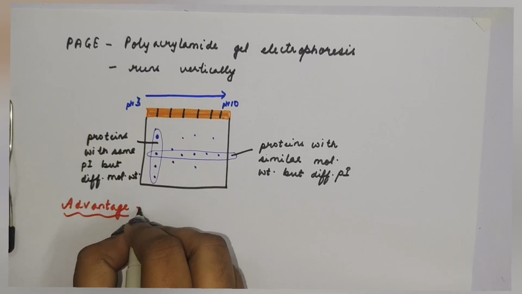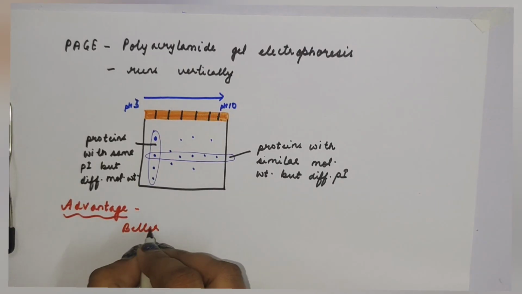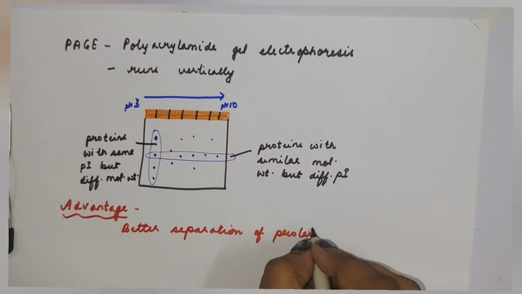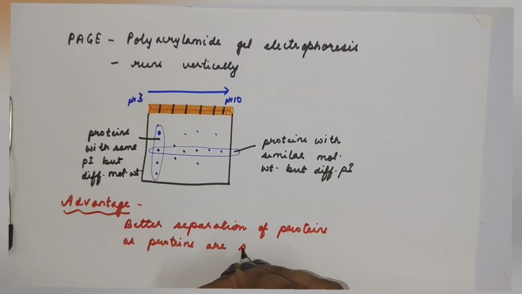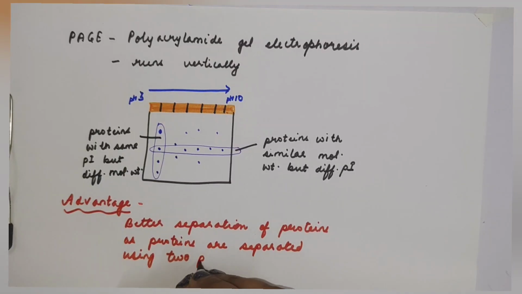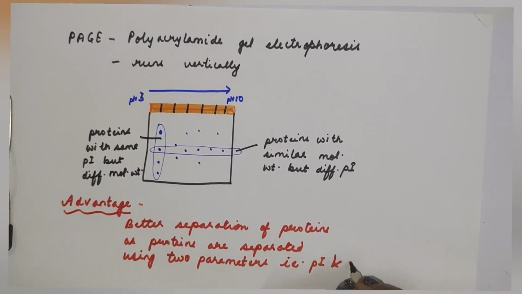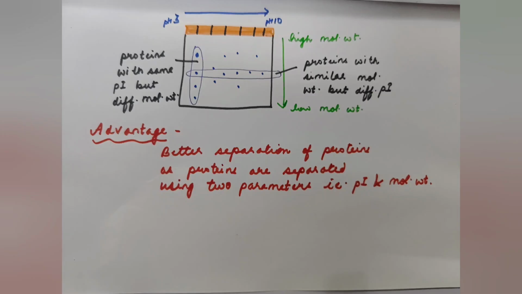Whereas if we only performed the SDS-PAGE, there would be some proteins which have the same molecular weight and they would form the same band. But due to the first dimension, as they have different pI values, they migrate to different bands. So, with the help of this technique, we can get a better separation of proteins, as two criteria are applied for their separation. The first is their pI value and the second is their molecular weight. This was all about the technique of two-dimensional gel electrophoresis.